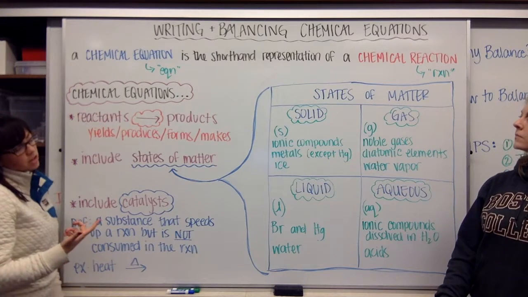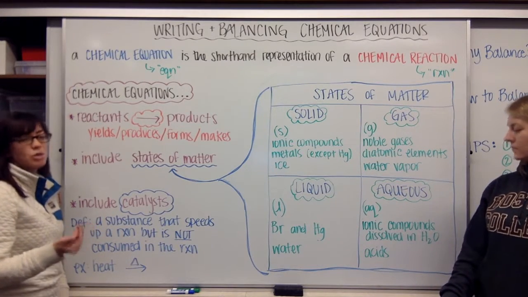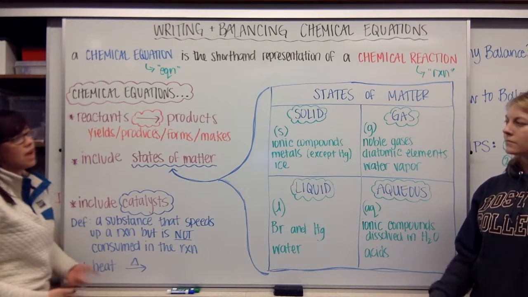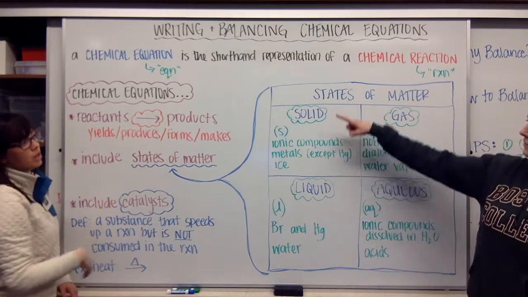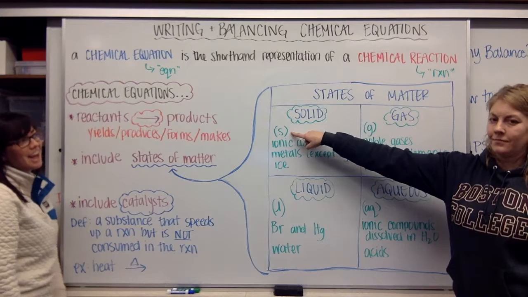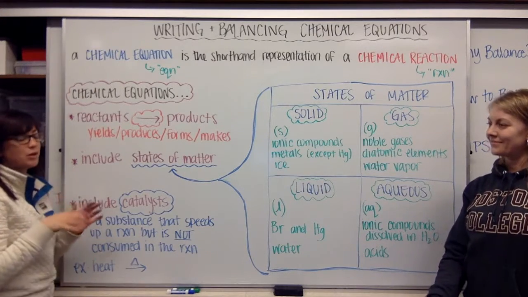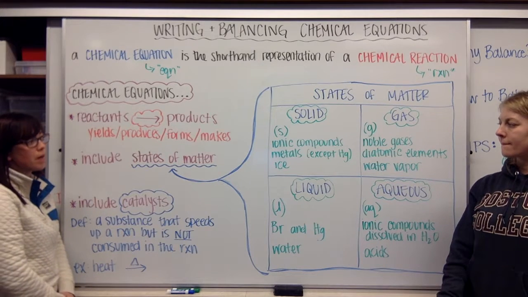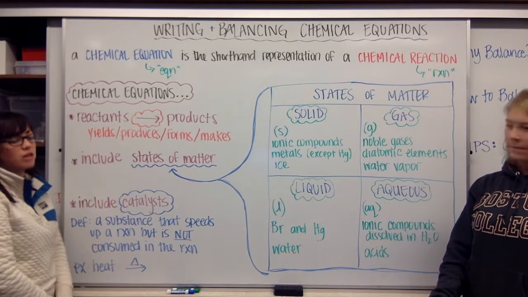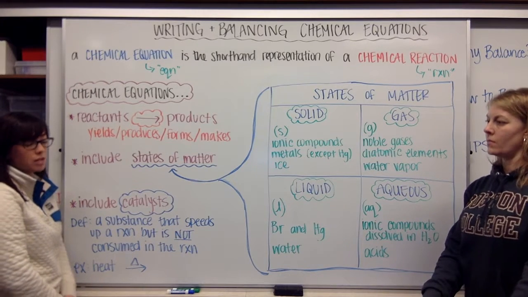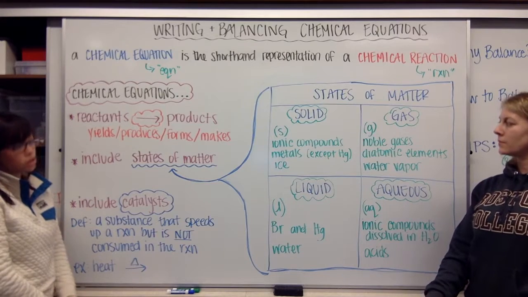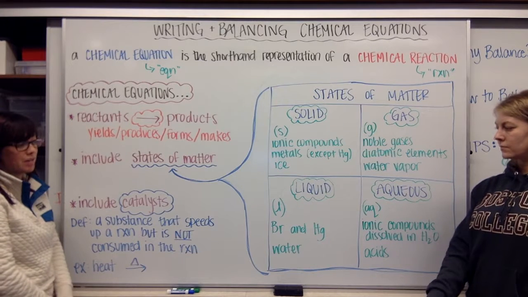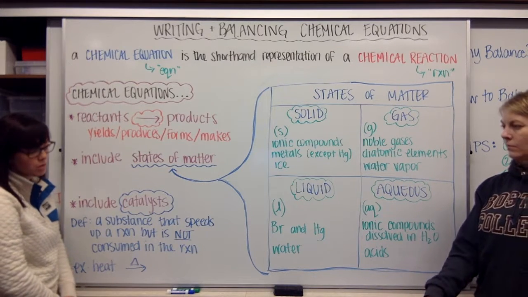Our states of matter are going to be solid, liquid, gas, or aqueous. We're all familiar with solids, liquids, and gases, and we represent those with a symbol after each of our chemical formulas. Our solids are going to be all of our ionic compounds, ice, and our metals, except obviously mercury, because that is our one exception. At room temperature it is a liquid. That brings us to our liquids. Remember, bromine is also an exception. It is one of our 7 diatomic elements, but it is not a gas. It is also a liquid at room temperature.